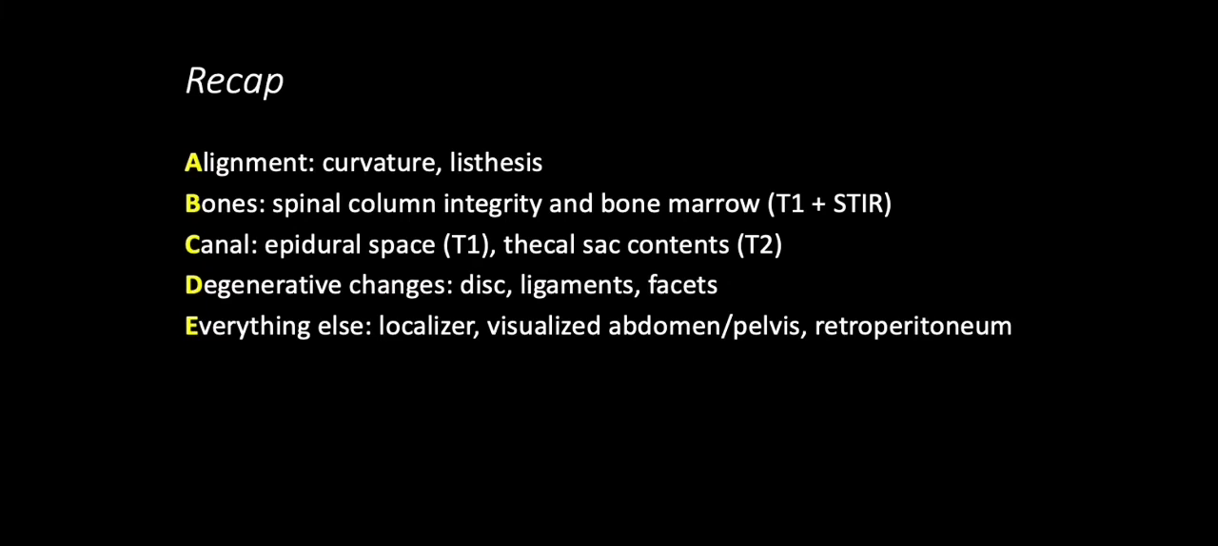Regarding the spinal canal, we want to look at the epidural space as well as the contents of the thecal sac, the distal cord, the conus, the cauda equina. Then we'll catalog degenerative changes using our standard lexicon. And then, of course, we'll look at everything else, including the localizer image, the visualized abdomen, pelvis, and retroperitoneum. And last but not least, we should look at the clinical history and try to find the imaging finding that might explain the patient's symptoms.